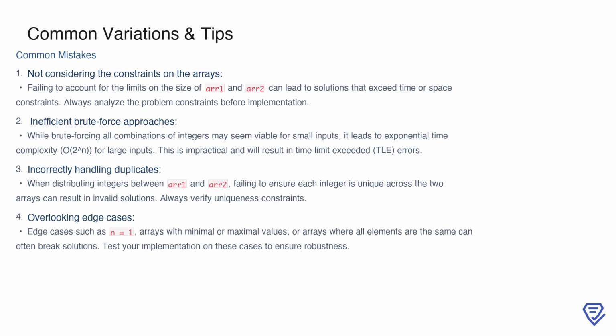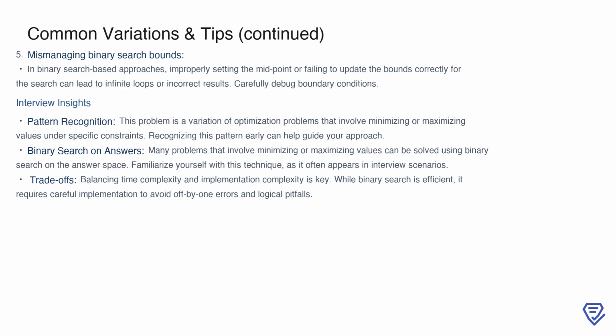Lastly, don't overlook edge cases. Scenarios like n equals 1, arrays with extreme values, or arrays where all elements are the same can often break your solution. Make sure to test your implementation on a variety of edge cases to ensure its robustness. Binary search is a common approach to solving this problem, but it requires careful handling of the bounds. Mismanaging the binary search bounds, such as improperly setting the midpoint or failing to update them correctly, can lead to infinite loops or incorrect results. Pay special attention to debugging boundary conditions to avoid these issues.